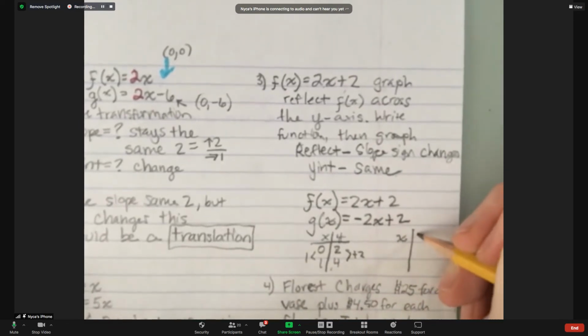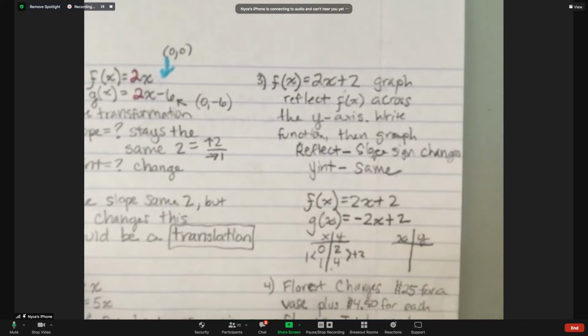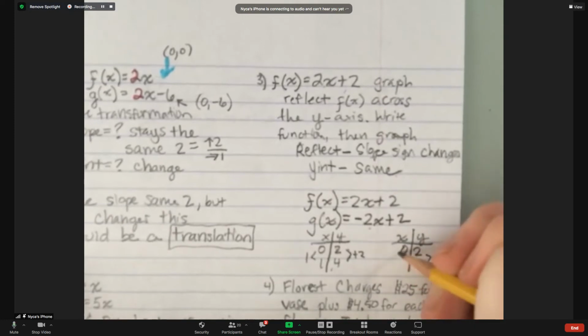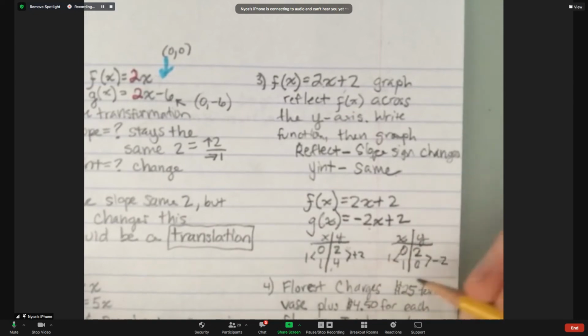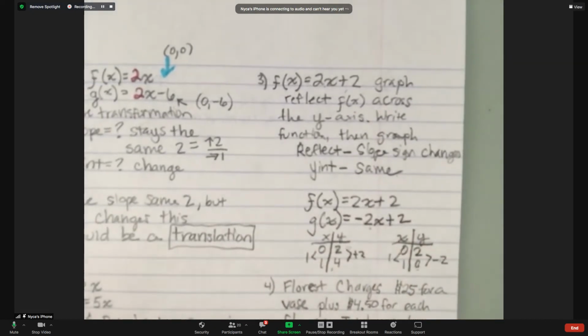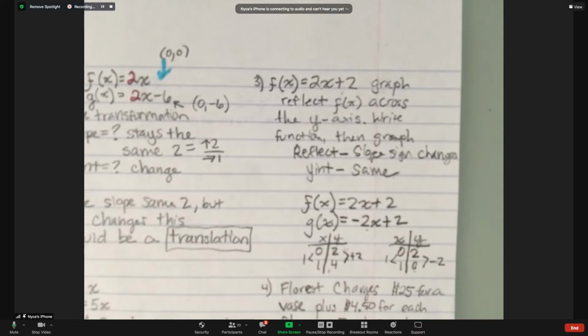For g of x, same thing. I know my y-intercept is 0, 2. This time my slope is down 2, right 1. 2 minus 2 is 0. 0 plus 1 is 1. That plot would be at 1, 0. So it's as easy as that.